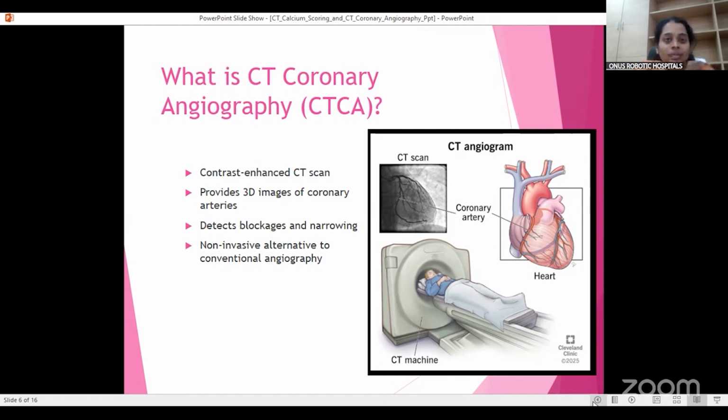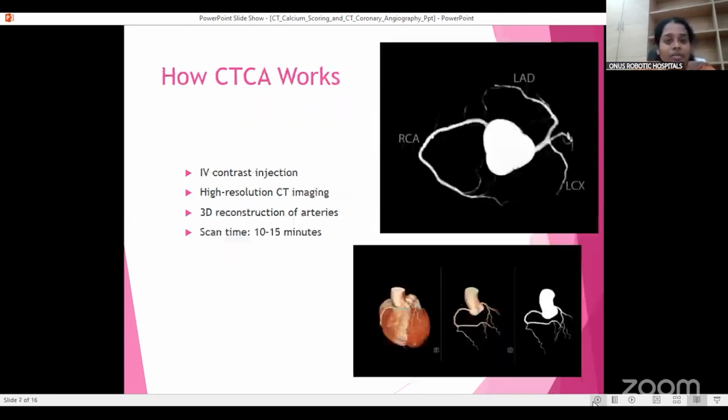suggest the patient undergo the CT coronary angiogram. Or if the patient has risk factors but not many symptoms, and we are not sure whether the patient has any lesion, then for screening purposes we can go for the CT coronary angiogram. It's a contrast enhanced CT scan. It provides 3D images of the coronary arteries and detects the blockages in them. It is a non-invasive alternative to the conventional angiogram.